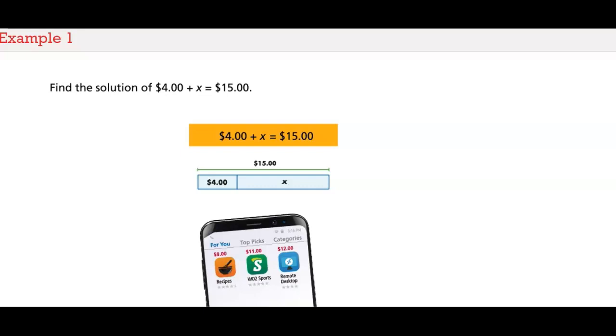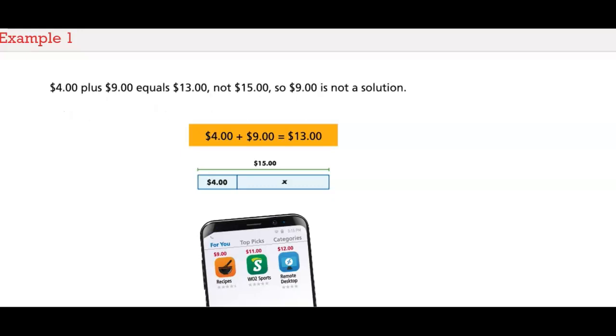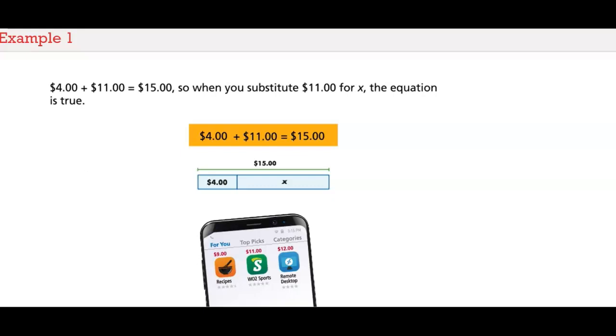Find the solution of $4 plus x equals $15. Substitute the cost of each app for x and evaluate. Try x equals $9. How do you know that $9 is not the solution? $4 plus $9 equals $13, not $15, so $9 is not a solution. Try x equals $11. How do you know that $11 is a solution? $4 plus $11 equals $15. So when you substitute $11 for x, the equation is true.